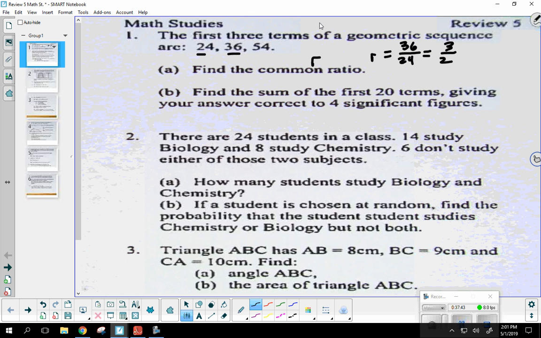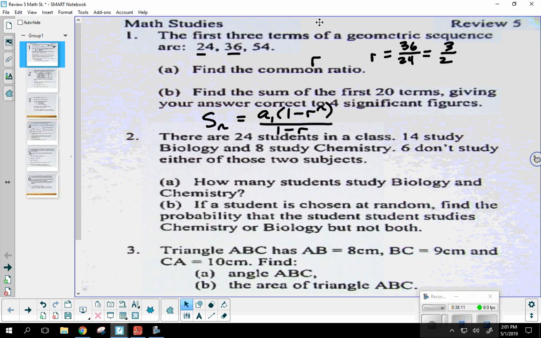So if you want to go ahead and find the sum of a geometric sequence, I would just go ahead and use this formula right here. It'll work every single time. The sum of a certain number of terms equals a sub 1 times 1 minus r to the n divided by 1 minus r. Okay. That formula will work every single time, regardless of what r is.